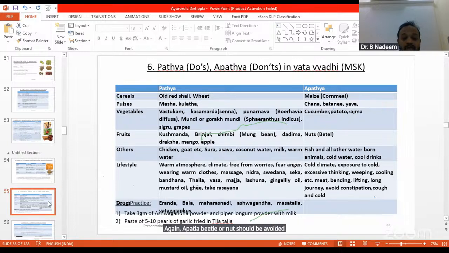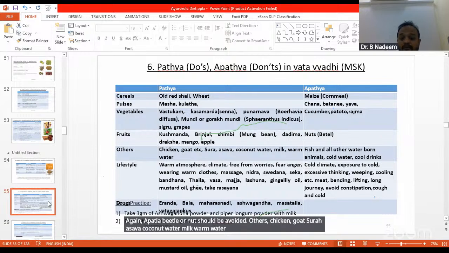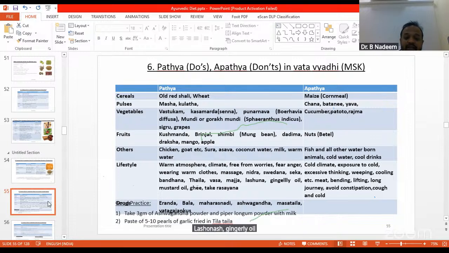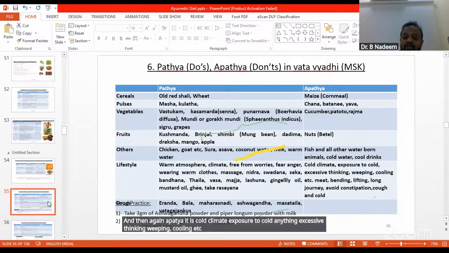Others: chicken, goat, sura, asava, coconut water, milk, warm water can be taken. And again, apathya: fish and all other water-borne animals, cold water and cool drinks. Lifestyle: warm atmosphere, a climate free from worries, fear, anger, wearing warm clothes, massage, nidra, svedana, seka, bandhana, taila, vasa, majja, lashuna, gingelly oil, mustard oil, ghee, take rasayana drugs. And then again, apathya: cold climate, exposure to cold, excessive thinking, weeping, cooling, bending, lifting, long journeys. Avoid constipation, cough, and cold.